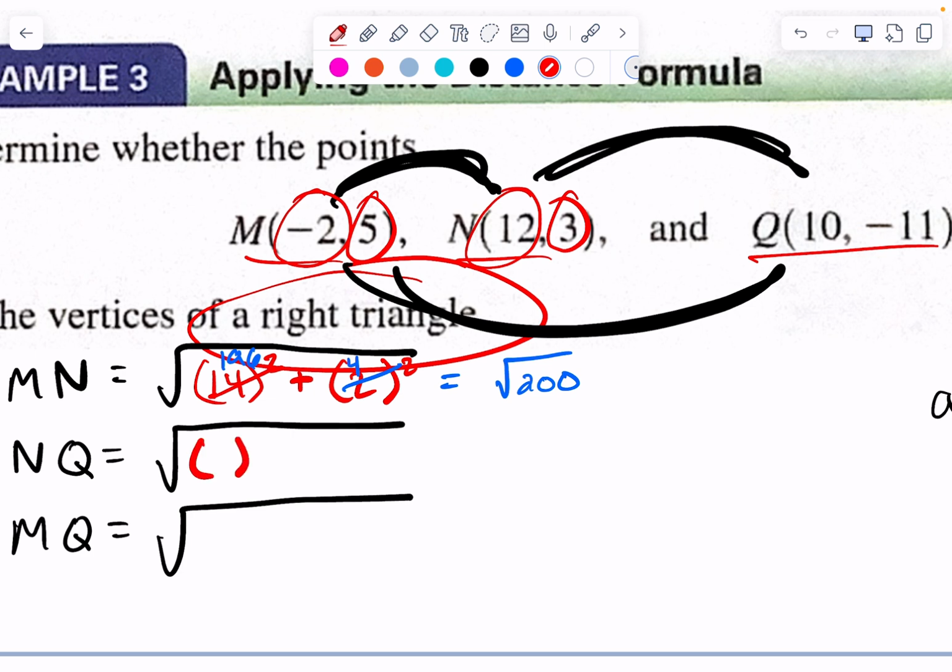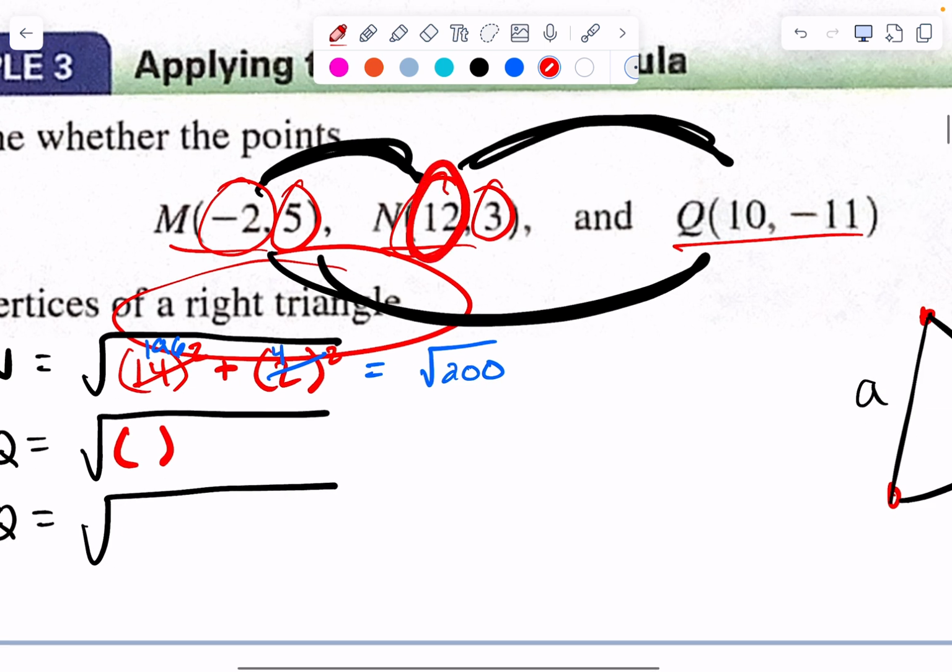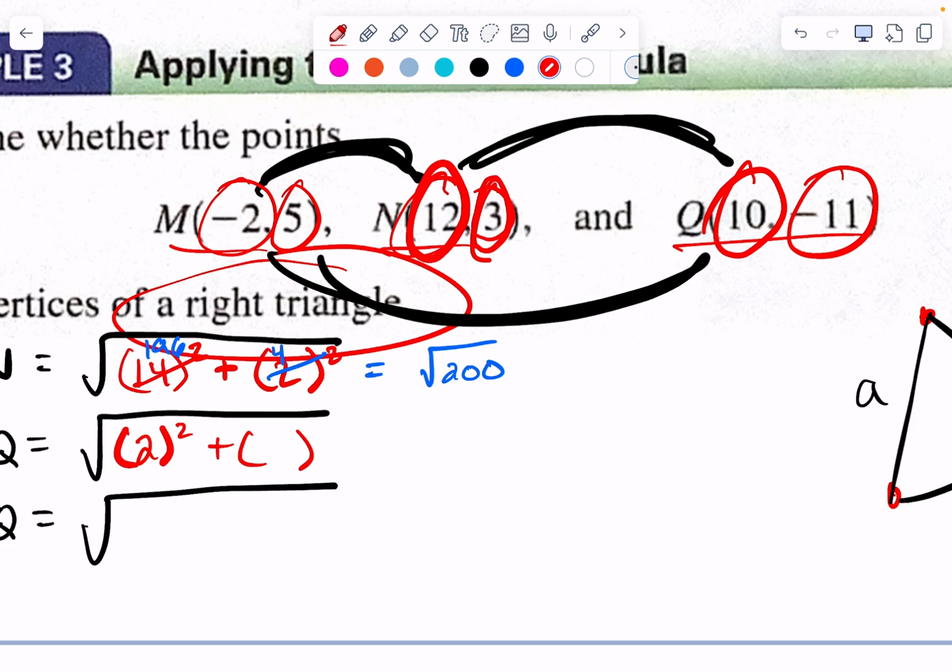Okay? NQ is 12 to 10, which is 2, plus 3 to negative 11 is 14. They're the same. So that's the square root of 200 again. This is weird.